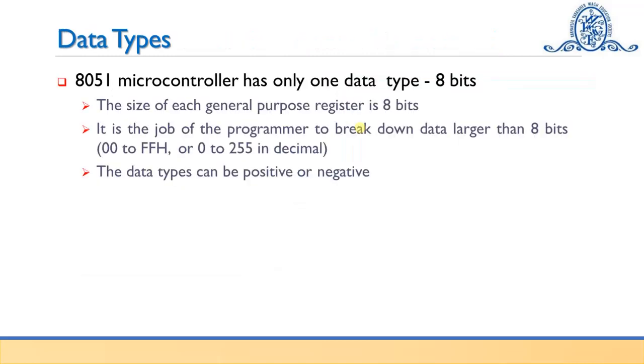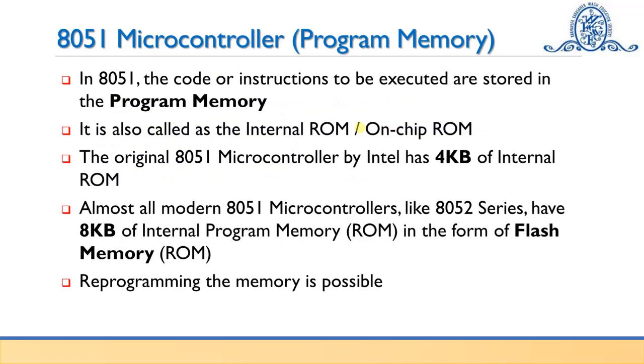As I said, 8051 is an 8-bit microcontroller, so it has only one data type, that is 8 bits. The size of each general purpose register is 8 bits. It is the job of the programmer to break down the data which is larger than 8 bits. 8-bit means from 00 to FFH, or 0 to 255 in decimal. So if it is more than that, then we have to break the data, and then we have to play with the data using the programs. The data type can be positive or negative, so it can handle both positive as well as negative data.